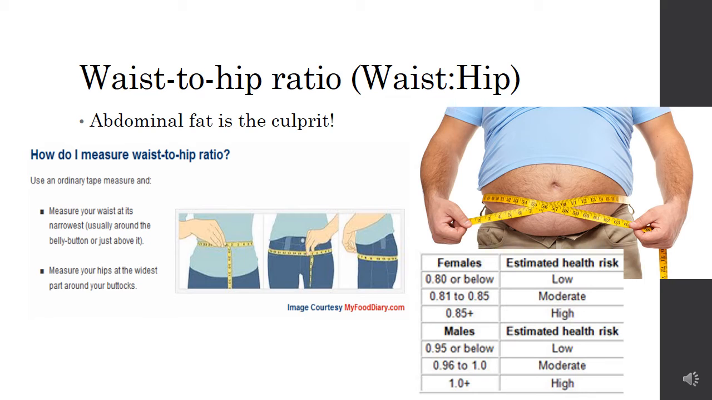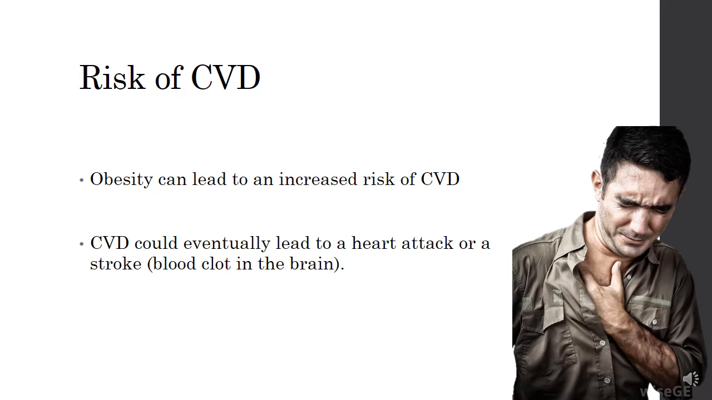The fat that seems to be most closely linked with cardiovascular disease is abdominal fat. Dividing your waist measurement by a hip measurement is something that we can calculate to get a waist to hip ratio. This gives us a better method of measuring abdominal fat than BMI does. So to summarise, obesity can lead to an increased risk of cardiovascular disease. Cardiovascular disease could eventually lead to a heart attack or a stroke, which is a blood clot in the brain.